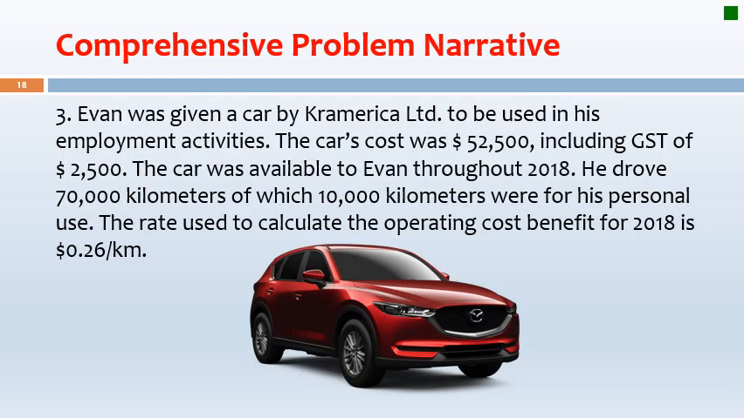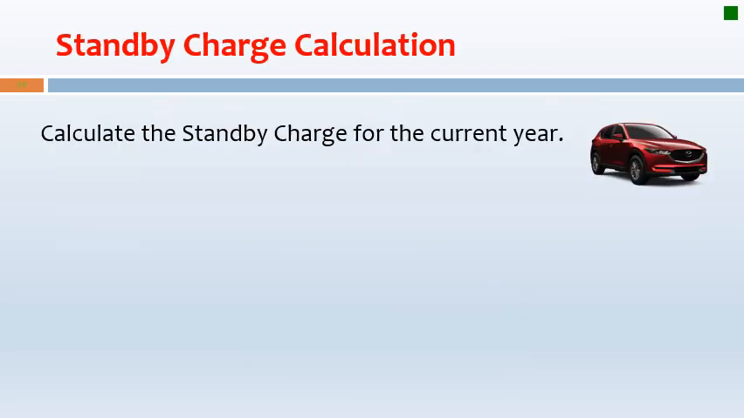So here we have a car that's been provided to Evan throughout the year. We have to calculate the taxable benefit, which is going to include a standby charge and an operating cost benefit. I'm going to do this on the following slides. First, we'll calculate the standby charge. Now, given that there are a few ways to calculate the standby charge, we need to ask ourselves a few questions to come up with the right formula.